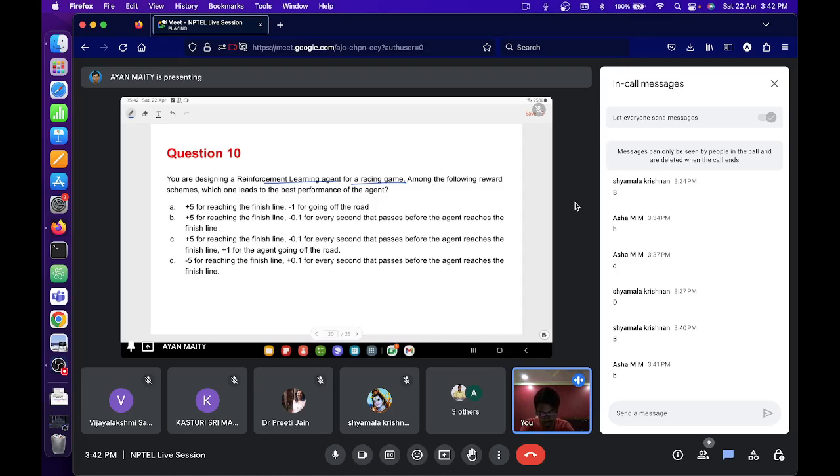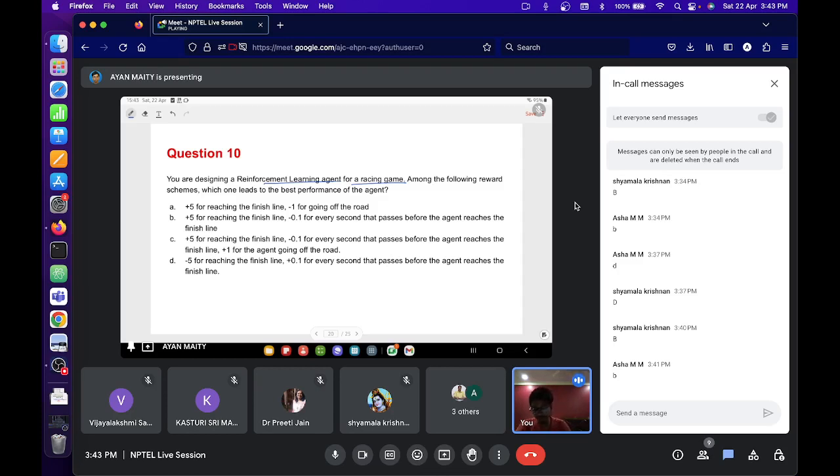So we are building a reinforcement learning agent for a racing game. For a racing game, the first thing that we need is that whenever the agent reaches the finish line and ends the race, it should receive a positive reward. So +5 for reaching the finish line is fine. And then as it is a racing game, we want the agent to finish the race as fast as possible. So for every second that passes before the agent reaches the finish line, it should get a negative reward, so that it tries to minimize that penalty.